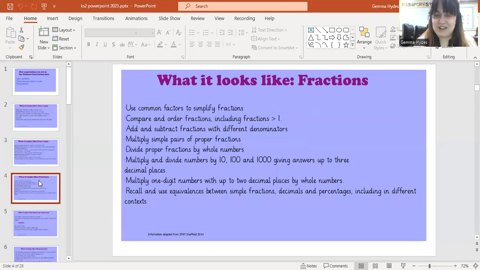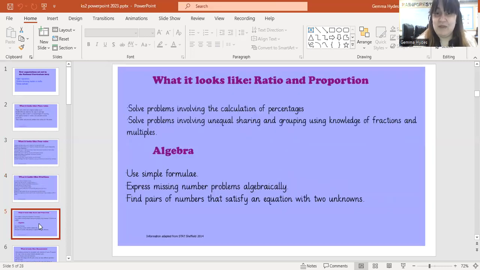Fractions, there are a lot of fractions in the Year 6 curriculum, so they should be able to compare and order them. They should be able to add, subtract, multiply and divide fractions as well. And they should be able to also multiply decimals by 10, 100 and 1000. And also find equivalences between fractions, decimals and percentages as well. With ratio and proportion, they should be able to solve different problems using sharing and grouping.